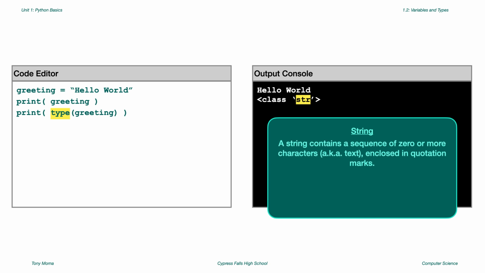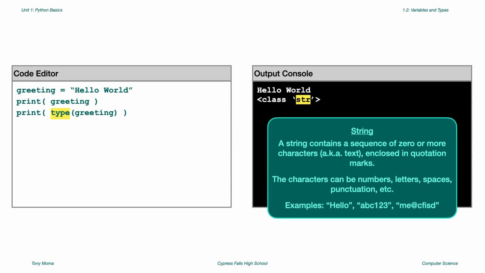A string contains a sequence of 0 or more characters, also known as text, enclosed inside quotation marks. The characters can be numbers, letters, spaces, punctuation, symbols, etc. Examples include hello, ABC123, me at CFISD, so on and so forth.